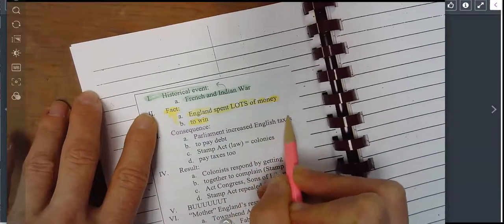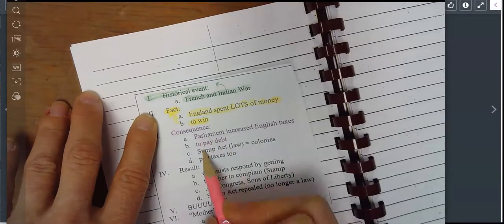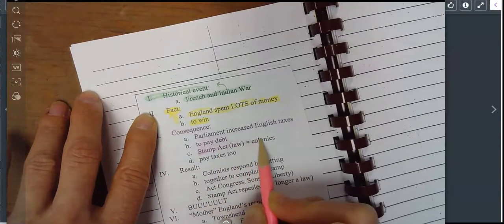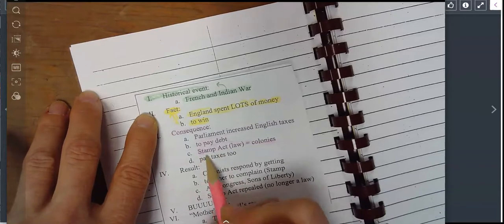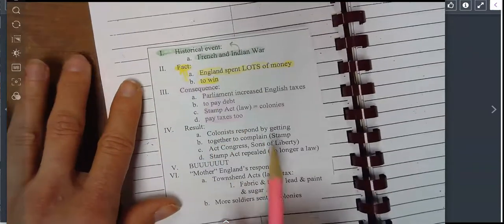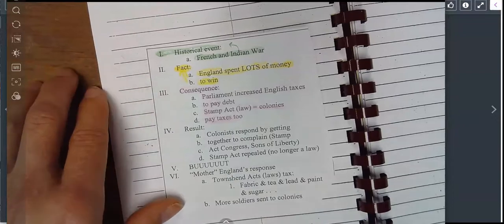is that Parliament increased English taxes. Why? Because they needed to pay the debt. One of the ways that Parliament increased English taxes was the Stamp Act. It was a law that impacted the colonies, and it said they had to pay a tax as well. We're going to go look at the book in a moment to find out more about that, but this is just a bit of a preview.